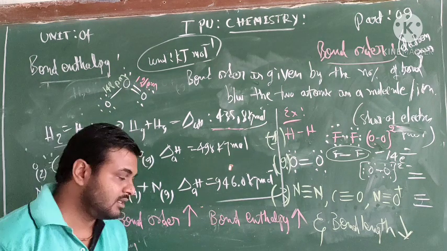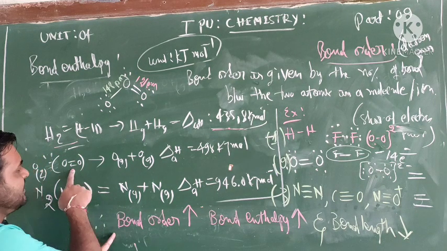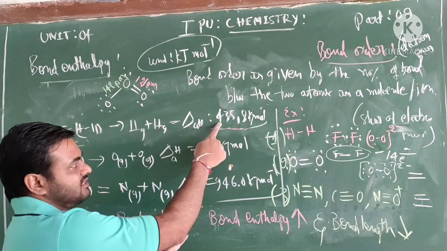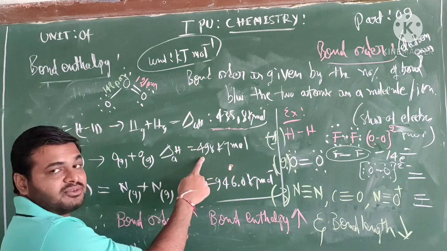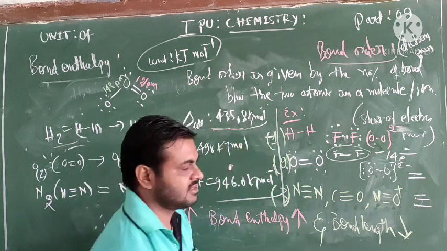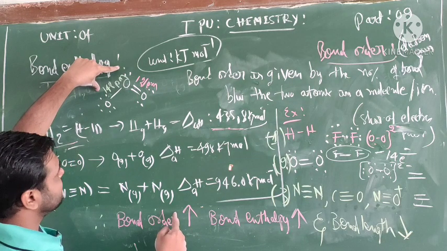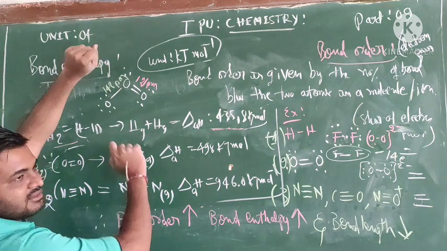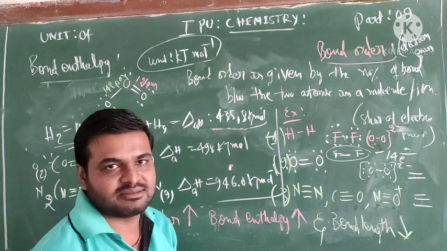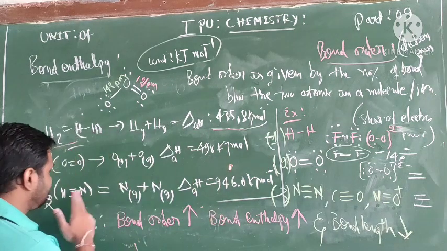So bond order increases, the bond order is 2, increases. Bond enthalpy also increases. This is a single bond 435, this is 498. Clear? And bond length decreases. See here, single bond 148. Double bond 121. Bond length decreases.